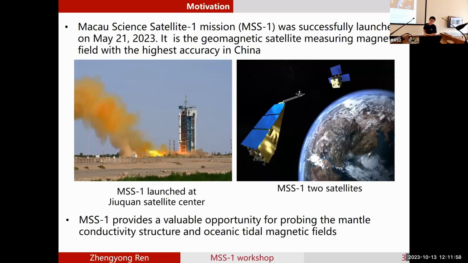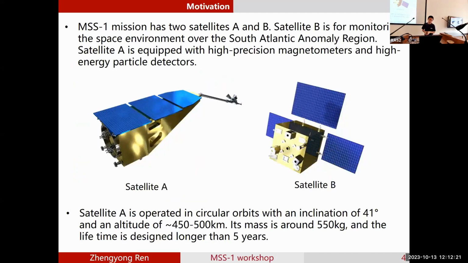MS1 was launched on May 21st this year. Now it is the geomagnetic satellite measuring magnetic field with the highest accuracy in China. So it will provide a very valuable opportunity for probing the mantle conductivity and also the oceanic tidal magnetic fields. It has two satellites. So in this talk, when we say MS1 data, we mean the magnetic field data measured by satellite A.